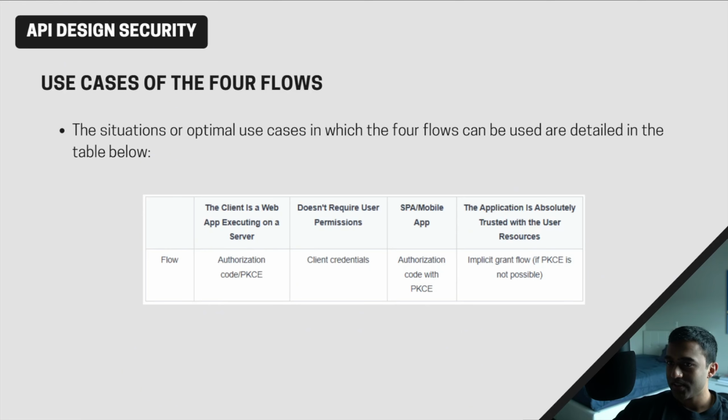So let's talk about the use cases for the four flows. The optimal use cases in which the four flows can be used are detailed in the table below. So if the client is a web app executing on a server, then authorization code or PKCE are good choices. If it doesn't require user permissions, then client credentials is a good way to go. If it's an SPA or mobile app, then authorization code with PKCE is a good way to go. And if the application is absolutely trusted with the user's resources, then implicit grant is the way to go, but only if PKCE is not possible.